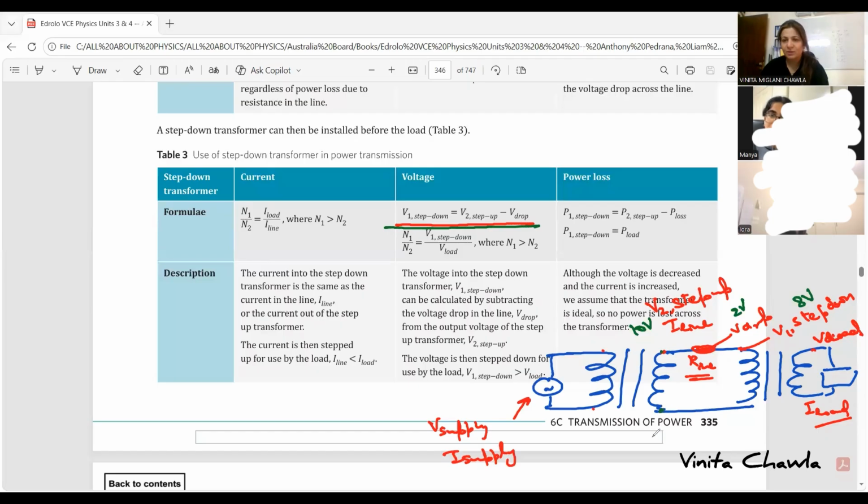Across the secondary coil, the power that we are getting is P2 step up, and across the primary coil, the power that we are getting is P1 step down.